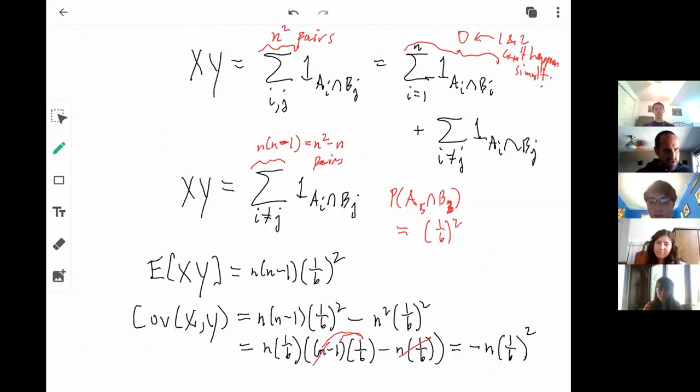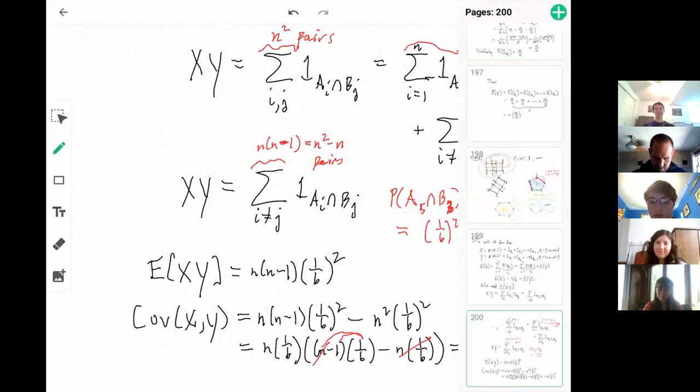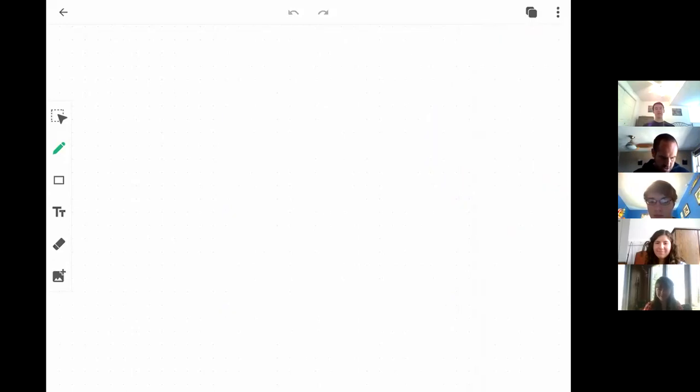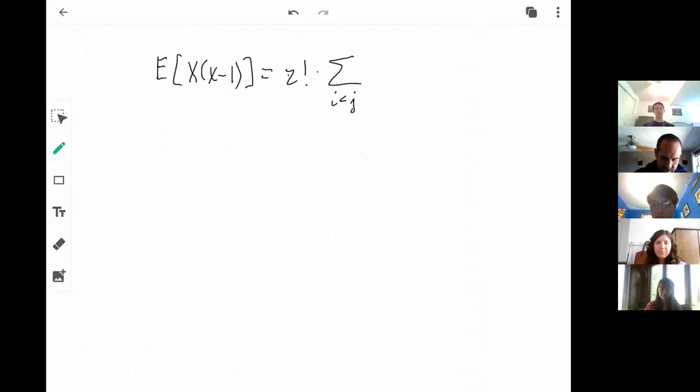We could actually go a step further here. So what about the expected value of x times x minus 1? That's going to be 2 factorial. We came up with a formula for this for sums of indicators, right? It was 2 factorial times the sum over i less than j of the probability of Ai intersected with Aj. Remember we came up with a formula for the factorial moments for these sums of indicators? And what's this probability going to be?